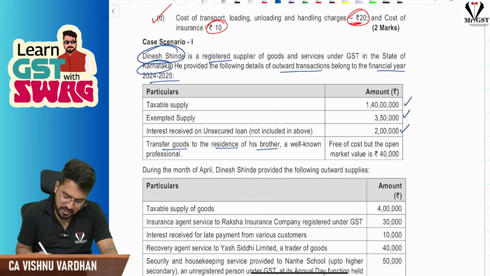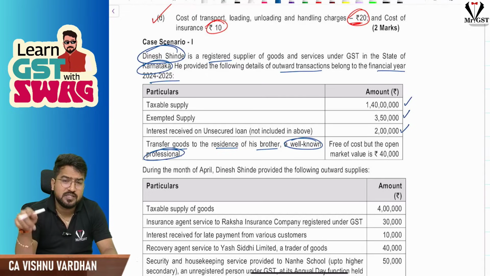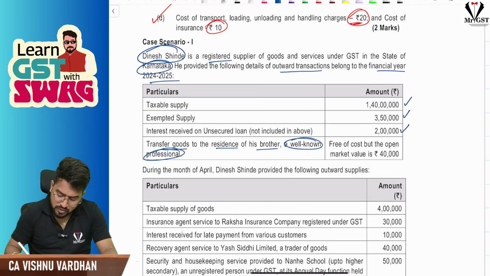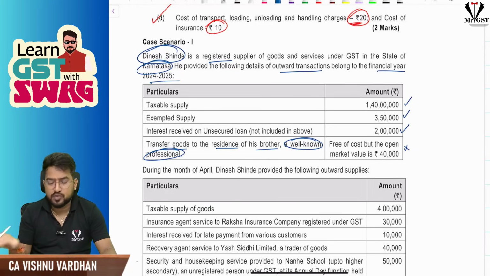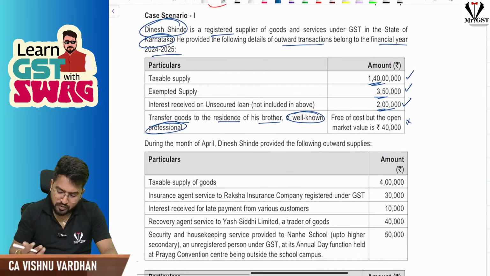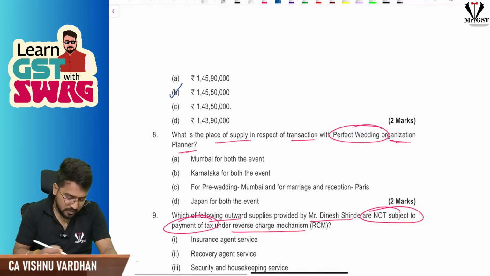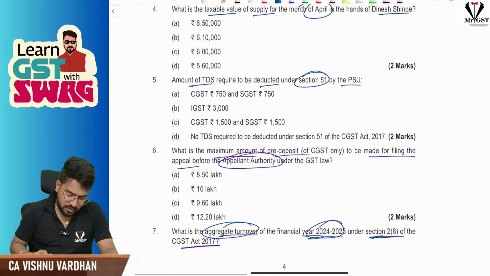Transfer of goods to the residence of his brother, a well-known professional. His brother, who is a well-known professional, will not fall under the definition of family, because brothers, sisters, parents and grandparents are related family only when they are wholly dependent on you. This fellow is a well-known professional, so not dependent on him, so not a family. So transfer of goods to him is not a supply at all. First of all, aggregate turnover means supply. First it should be supply. This is no consideration, no supply, you cannot call it a supply. So 143.5 plus 2, 145.5 will be the answer here. So 145 lakh 50,000 is the answer here. Okay, now let us move on to the next one.